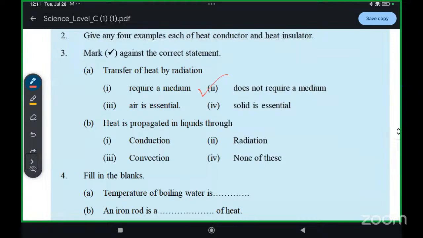B part. Heat is propagated in liquids. What is that method through which heat is transferred into liquid? Conduction. I think it's convection. Okay. Convection is the method through which heat is propagated into liquid.